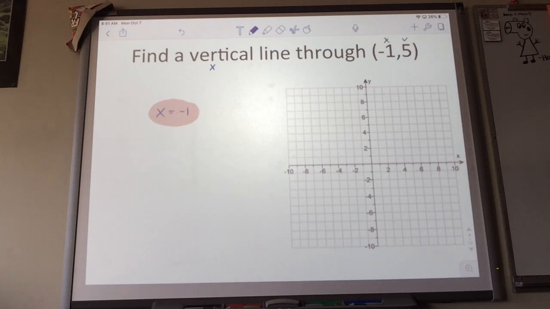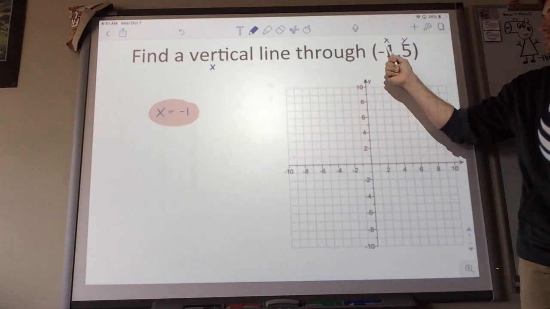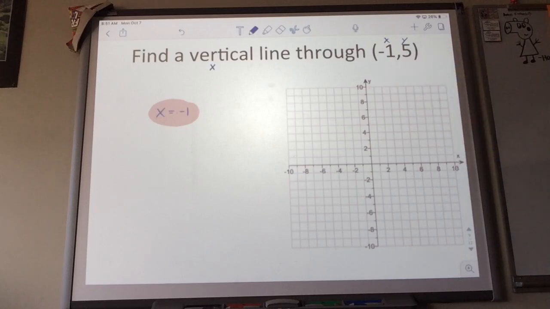X, comma, y. So you're just telling me what the x is. So it says x equals, and you tell me what the x is. X is negative 1. Okay? But again, all you have to do is think, okay, where does that vertical line go through?